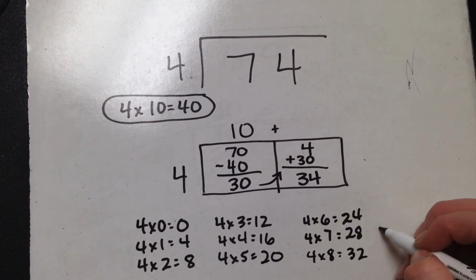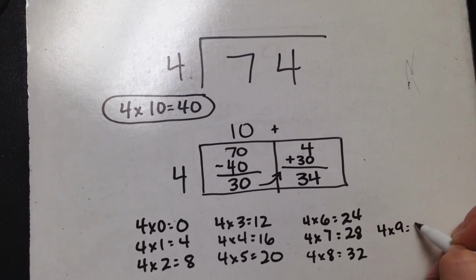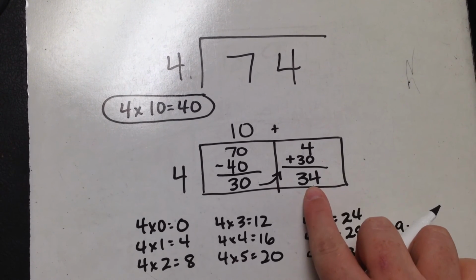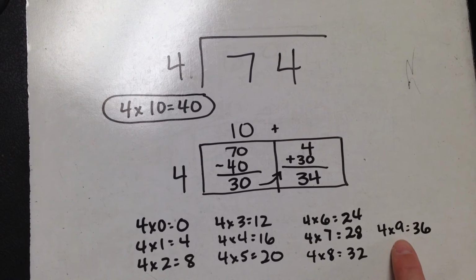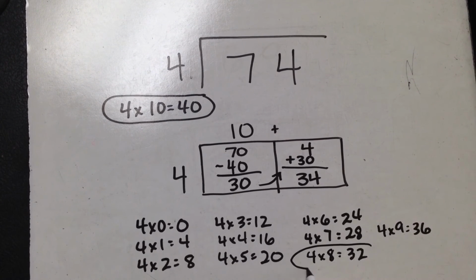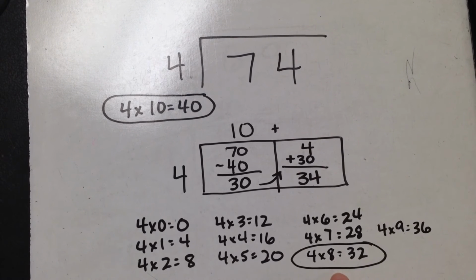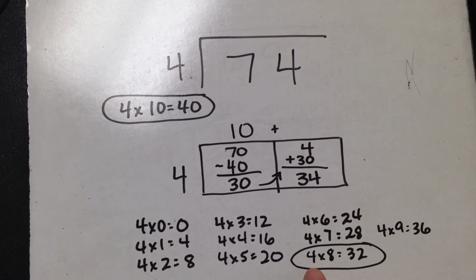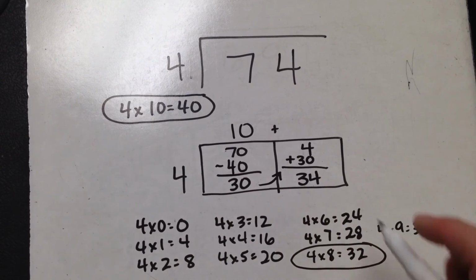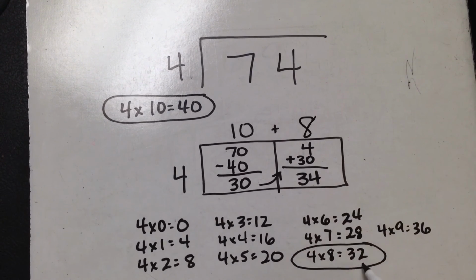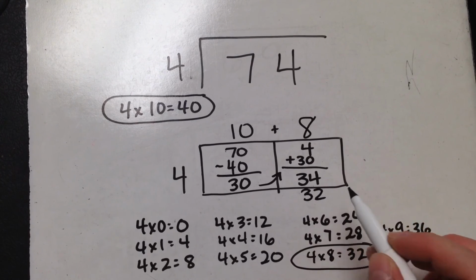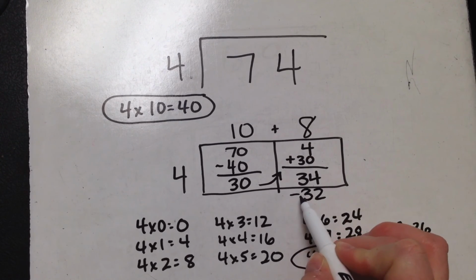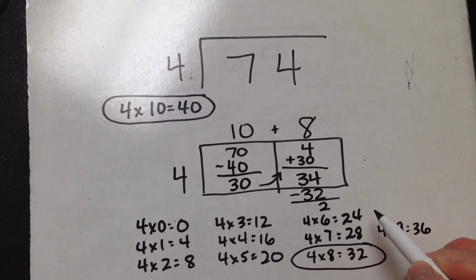Not quite there yet. 4 times 9 is 36. Well, if I've only got 34, I don't have enough to make 9 groups of 4 with 36. But I do have enough to make 8 groups. So I'm going to circle this fact and then say outside, top, bottom. 4 goes on the outside, 8 goes on the top, 32 goes on the bottom, and then I can subtract. 34 minus 32 is 2.